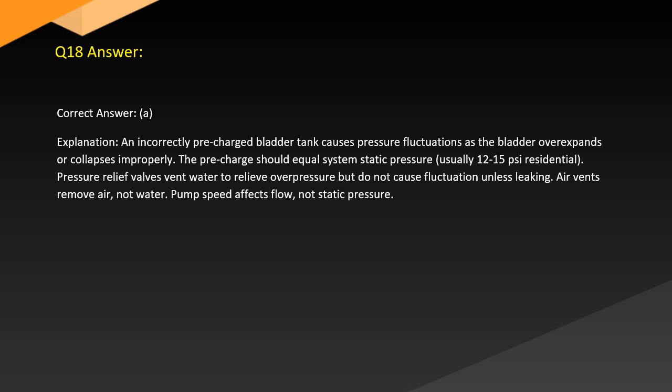Answer. Correct answer: A. Explanation: An incorrectly pre-charged bladder tank causes pressure fluctuations as the bladder overexpands or collapses improperly. The pre-charge should equal system static pressure, usually 12 to 15 psi residential. Pressure relief valves vent water to relieve overpressure but do not cause fluctuation unless leaking. Air vents remove air, not water. Pump speed affects flow, not static pressure.